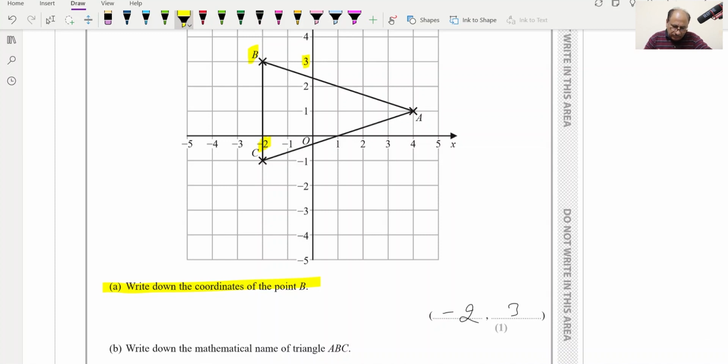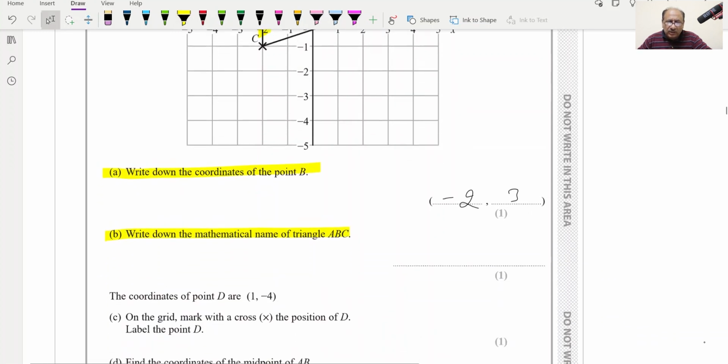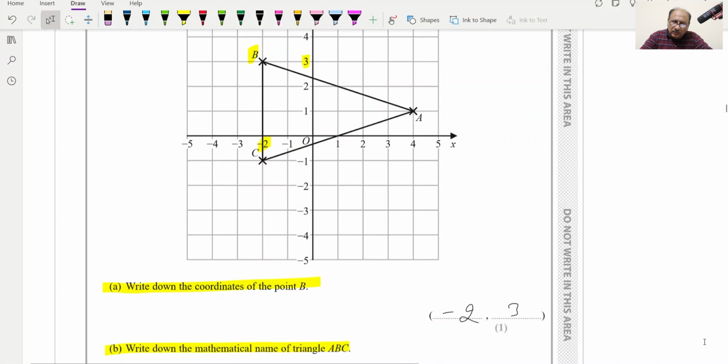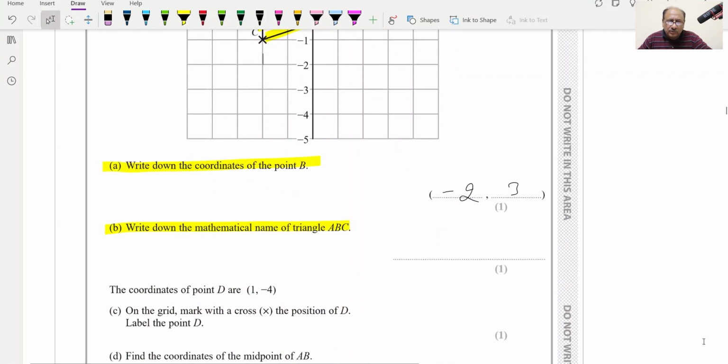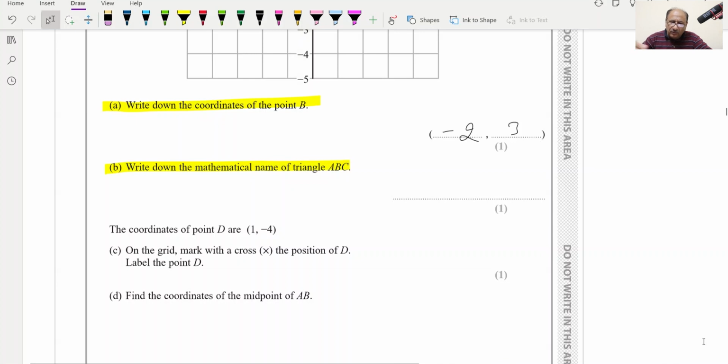Then B part says write down the mathematical name of the triangle ABC. So two sides are equal, BC side and AC side both are equal. So for this type of triangle which is having two sides equal, we can write isosceles triangle.